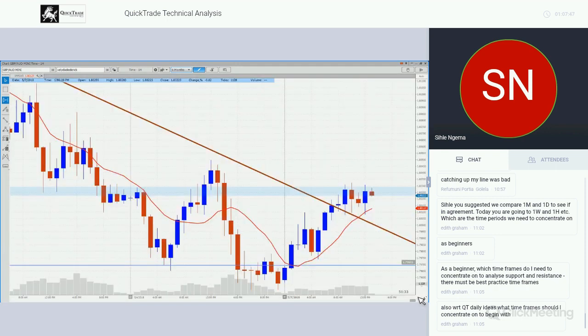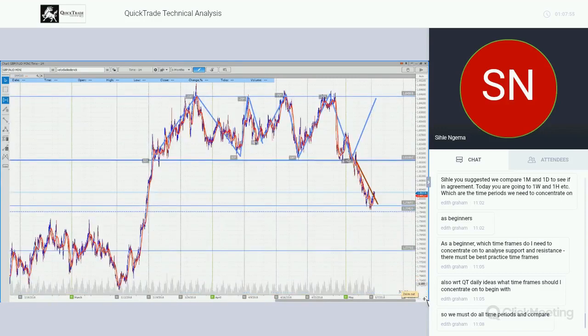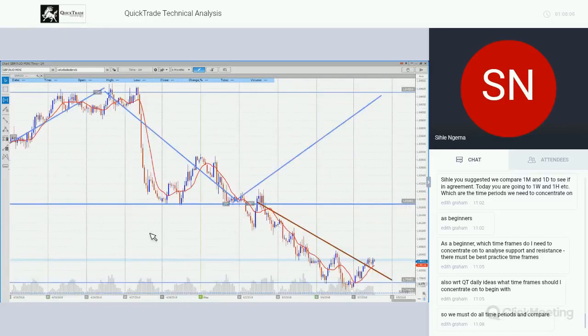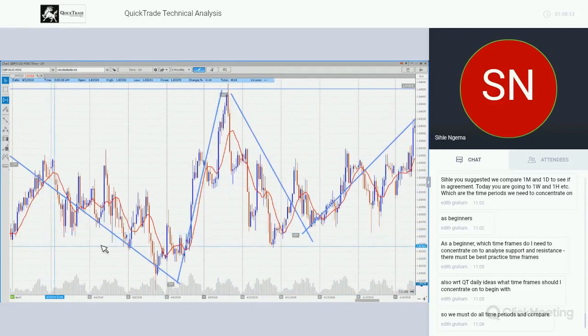We're going down to our lower time frame now. Let me see if we are going to get there. Okay, lower time frame, you see. Let me start from here. This is our resistance line there at the top. I want to show you what happens.